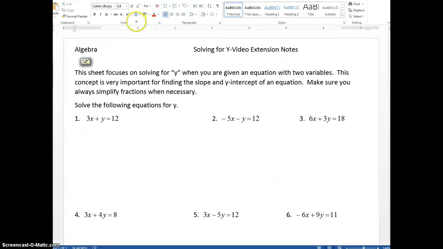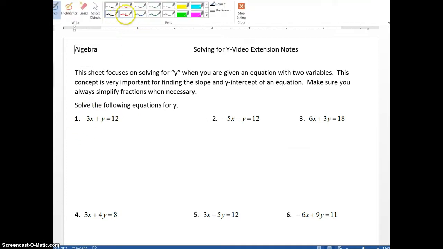For the first example, we want to get y by itself, so we have to get rid of 3x. How do we get rid of 3x? Well, I would go ahead and subtract 3x. But on the other side, I have a 12. Can I subtract 3x from 12? No. So I scoot it over. They're not like terms, so they cannot be combined.